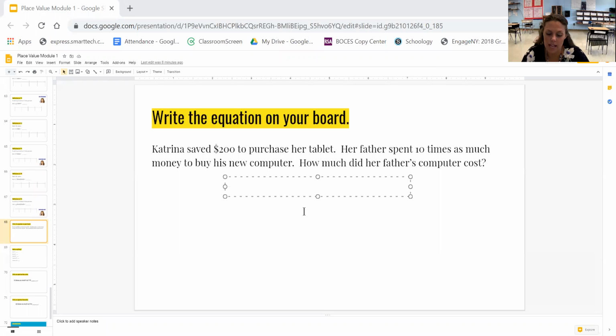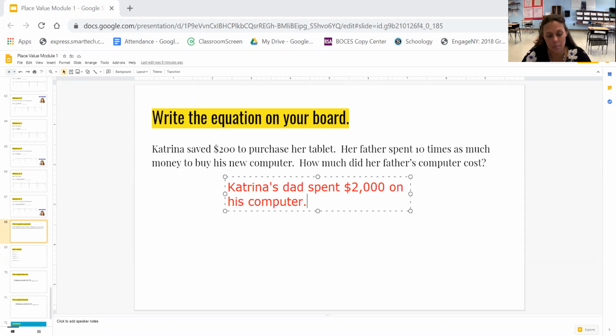Hopefully, when you solved this, you saw that Katrina's dad spent $2,000 on his computer. Notice that I answered in a complete sentence. I have a label in front of my answer, and 200 times 10 was 2,000. So we use that by the power, or the patterns of 10, okay?